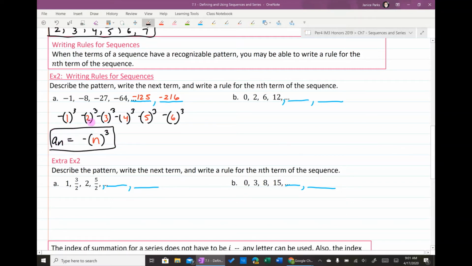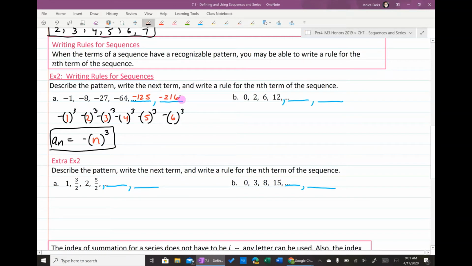Okay, so we put an AN in the front. The numbers 1, 2, 3, 4, 5, and 6. Those are the numbers that change if I put those in there. And then if I put in the number 1, I would get the first term, 1 to the third with a negative in front. If I put in the number 2, I would get 2 to the third with a negative in front, and so on.